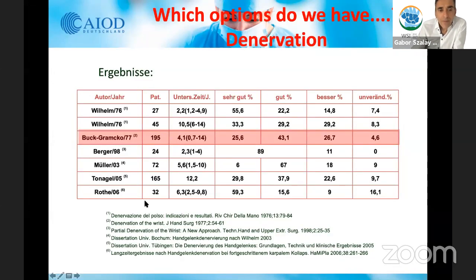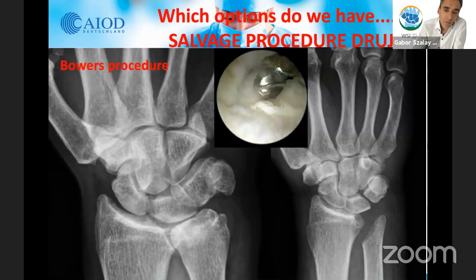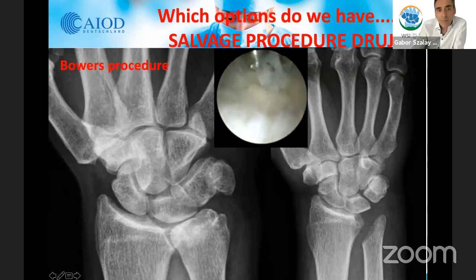And you see here, the most patients had it; Buck-Gramcko, a German hand surgeon, published 195 patients, and roundabout 60 to 90% are very good or good, and just 11 to roundabout 40% better or the same. So this is the easiest salvage procedure. The patient needs no cast or anything. And the next salvage procedure you should think about, I already told you, is the Bowers procedure.